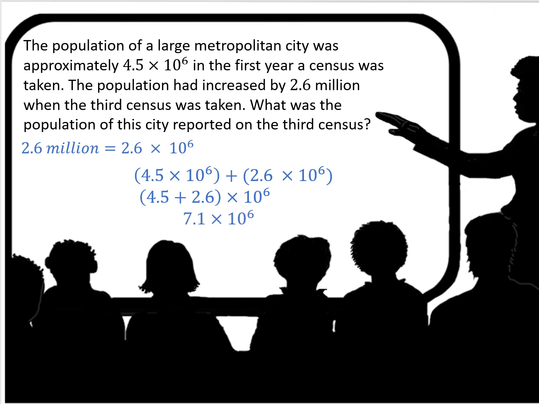So we set up our addition problem. Again, we're going to use the distributive property. We see that our two factors here are the same base and the same exponent, so we can just multiply times 10 to the 6. When we do our addition, 4.5 plus 2.6, we get 7.1 times 10 to the 6. So that would be the reported population on the third census that was taken.